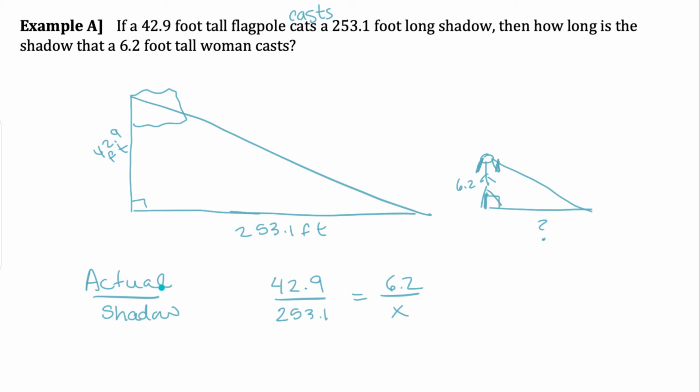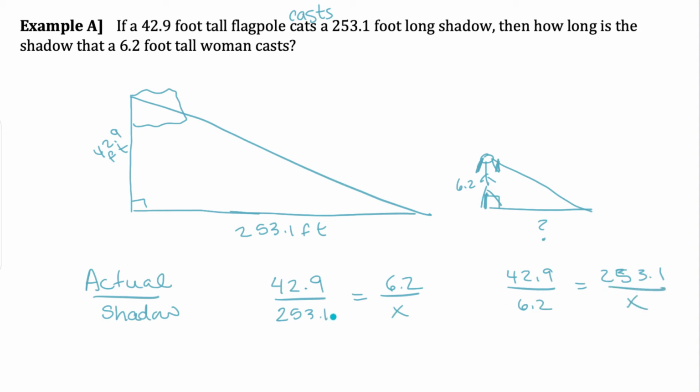So again, you're seeing that we're looking at the actual height up on the top of our proportion. We're looking at the shadow length at the bottom. This side of the proportion is looking just at the flagpole. This side of the proportion is just looking at the woman. We also could compare, right, the actual height of the flag to the actual height of the woman, and the shadow, the flag's shadow, to the shadow of the woman.